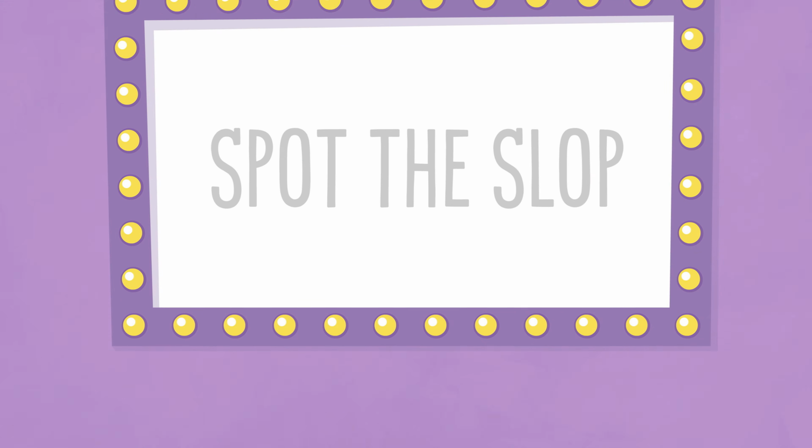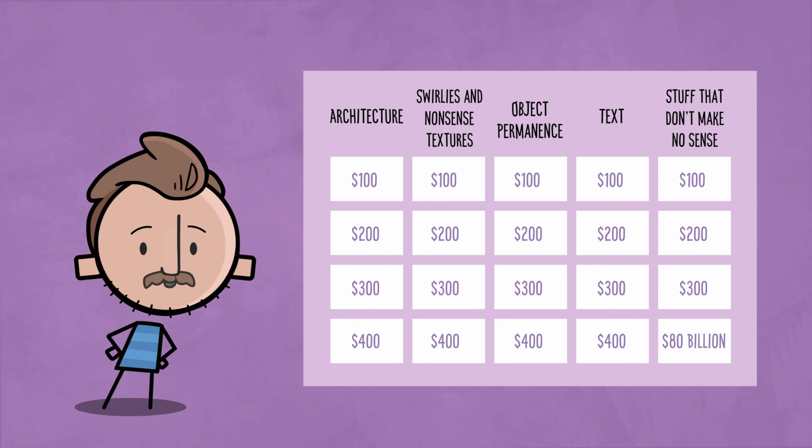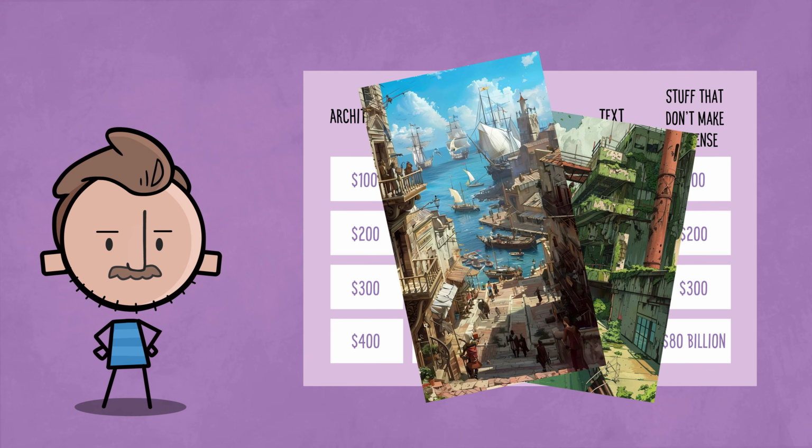It is time for another episode of Spot the Slop, where our contestants choose a category, are shown an image, and have to decide whether it's real or not.